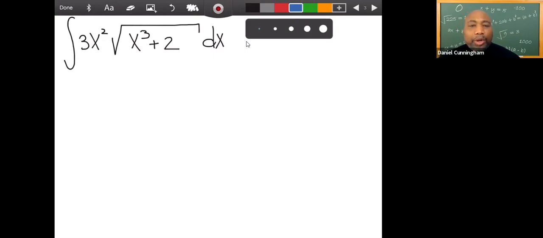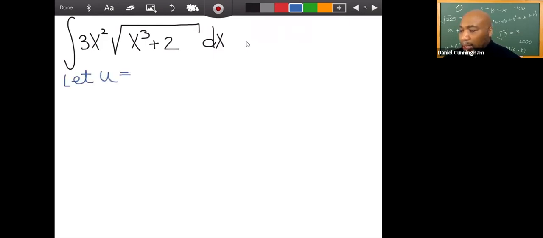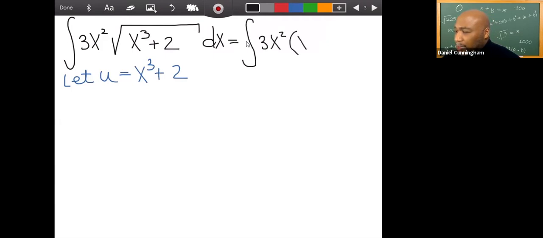Now for this problem, I will use u-substitution, and I have to see what I'm going to let u equal. So again, you decide what u would be. For me, I see the derivative in this function if I let u equal something. I'm going to let u equal x cubed plus 2, what's inside the radical. I'm going to rewrite this radical because I could write this as the integral of 3x squared times (x cubed plus 2) to what power? To the 1/2. And a lot of times you want to rewrite it so you can see those powers.